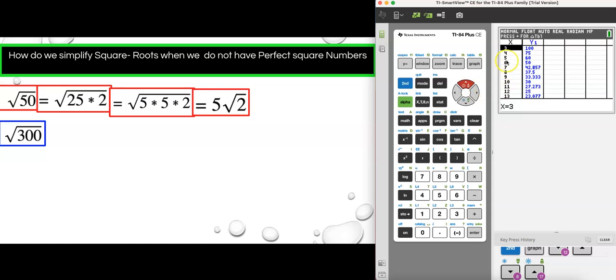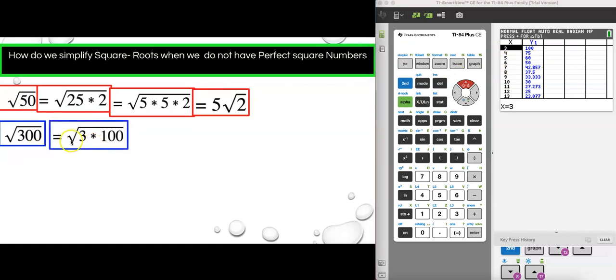Oh, wow. Look, 3 and 100. Okay, so I'm probably going to use 3 and 100 because I know 100 is a perfect square. But you guys are more than welcome to use any of these numbers. Okay, so if I use 3 and 100, I get the square root of 3 times 100.